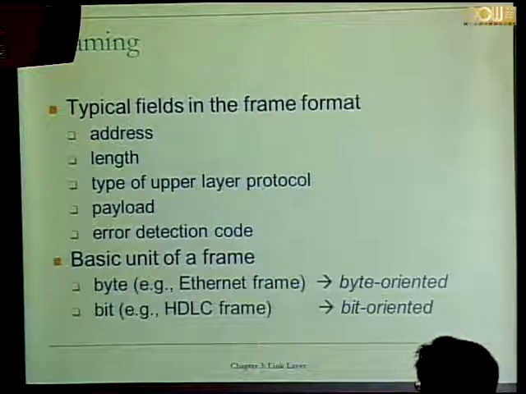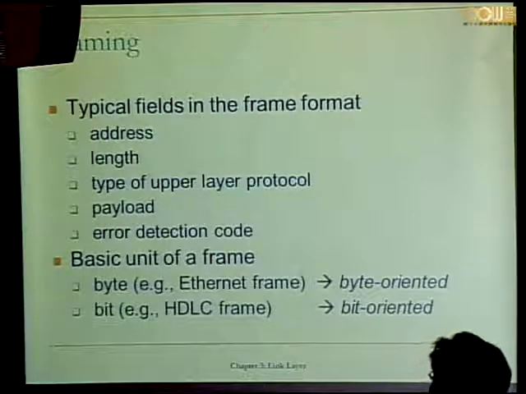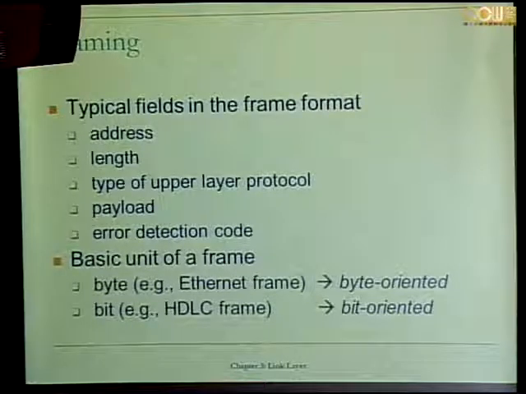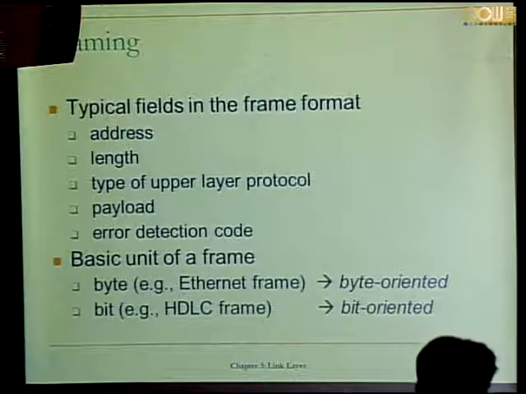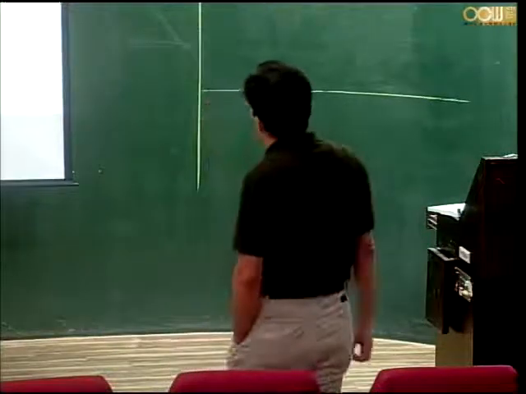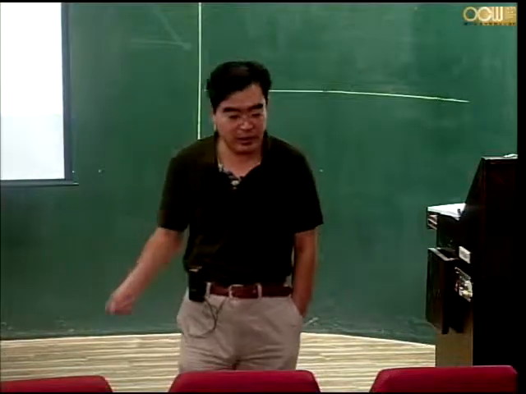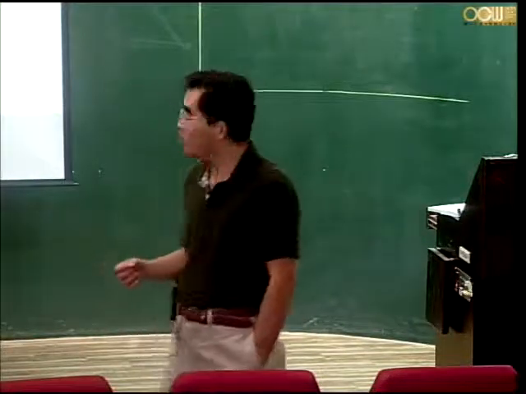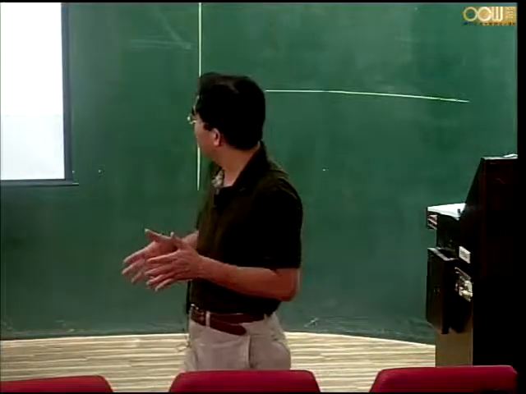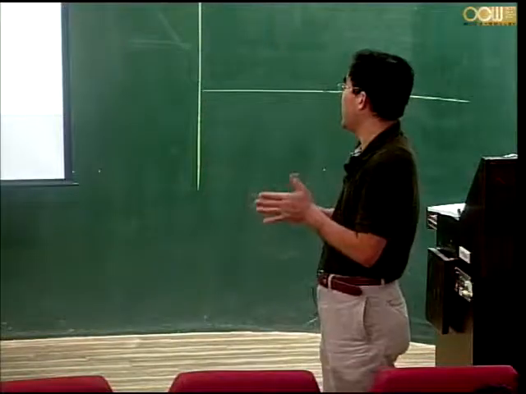Okay, that's the data I'm carrying. The data itself might start with an IP header first, and then a TCP header, an application header, and then the application payload. But at the link layer, I don't care about what's inside, I mean, how many headers are inside. I only care about the immediate upper layer protocol. So that's the type of upper layer protocol.